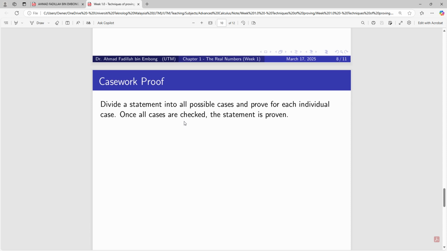Okay, so next one, case work proof. This case work proof is, I think, very direct. You can understand this technique very clearly. So we just divide the statement into all possible cases, and we prove each of the individual cases one by one. If all the cases are checked, then the original statement is proven. Okay, for this one I think there is no need for an analogy because it's very direct.